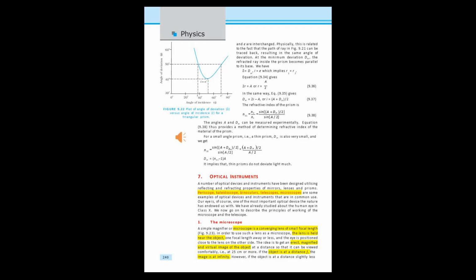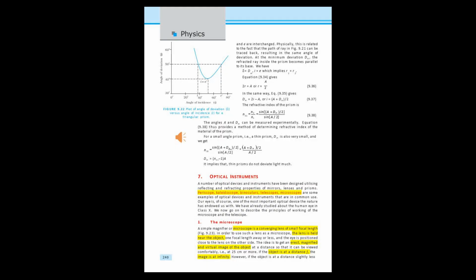At the minimum deviation Dm, the refracted ray inside the prism becomes parallel to its base. We have delta equals Dm, i equals e, which implies r1 equals r2. Equation 9.34 gives 2r equals A, or r equals A by 2. In the same way, Eq. 9.35 gives Dm equals 2i minus A, or i equals (A plus Dm) by 2. The refractive index of the prism is given by equation 9.38. The angles A and Dm can be measured experimentally. Equation 9.38 thus provides a method of determining the refractive index of the material of the prism.